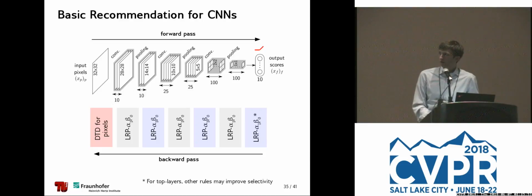Now, if you do that on networks that have not been very well trained, then sometimes the selectivity tends to suffer. What we can do is, for the very top layer or the few top layers, replace this alpha 1 beta rule by something which is more selective. And that's what we do in practice in our applications.